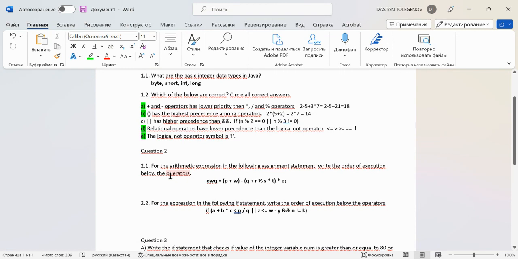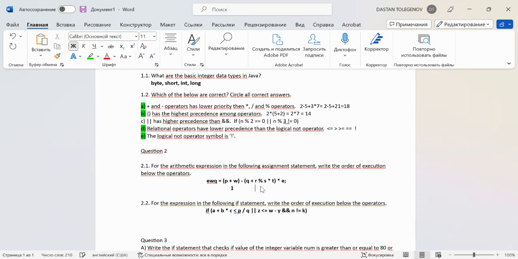Question 2.1. For the arithmetic expression in the following assignment statements, write the order of execution below the operators. So let's do it. As we know, everything should be done inside the brackets, but what if you have two brackets? We have to work from the left side to the right side. So in our case, the brackets are the first action.